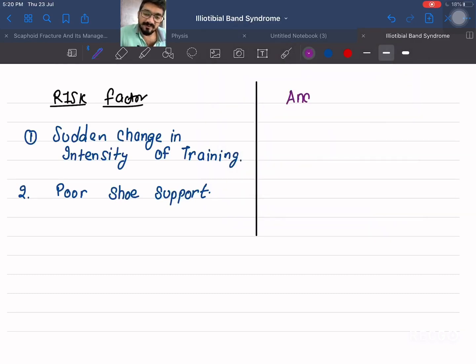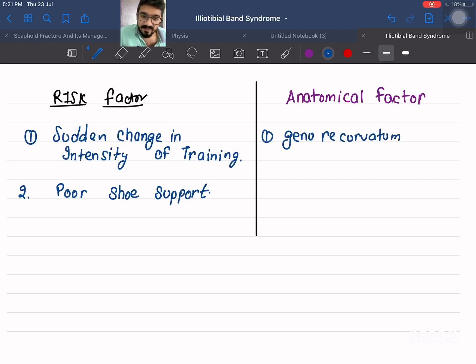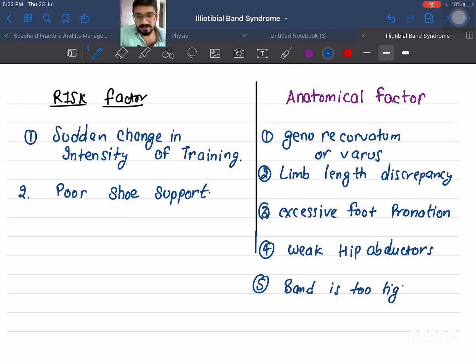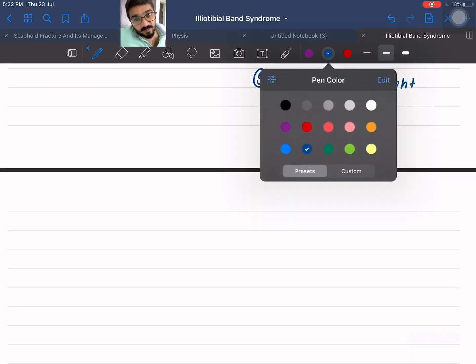And there are a lot of anatomical factors which are responsible for runner's knee. That includes genu recurvatum or genu varum, limb length discrepancy, excessive foot pronation, and weak hip abductors. And if the band, the iliotibial band, is too tight, that's also responsible. That's also an anatomical risk factor.